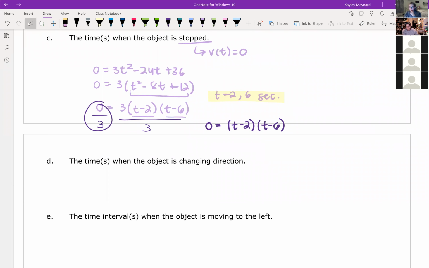Okay. D, the times when the object is changing direction. So an object is changing direction if v of t changes sign.